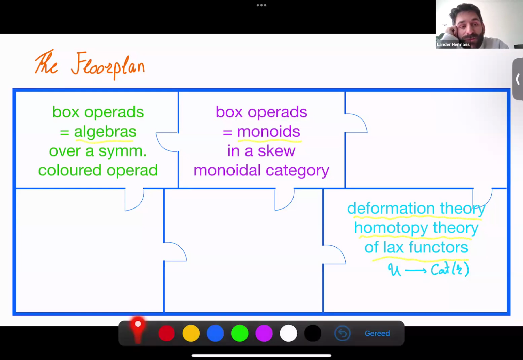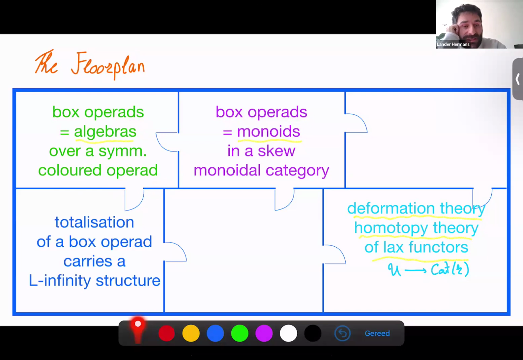And so what did we do? We made a symmetric colored operad whose algebras are exactly box operads. And the reason why we did this, and that's the nice salient feature of it, is once we have this, we defined for every box operad a totalization which carries an L infinity structure. So this generalizes what's happening in the operadic case, where every totalization of an operad has a Lie structure, and in our case, we will have an L infinity structure. And the nice thing is that this can be fully explained with these two categorical diagrams.